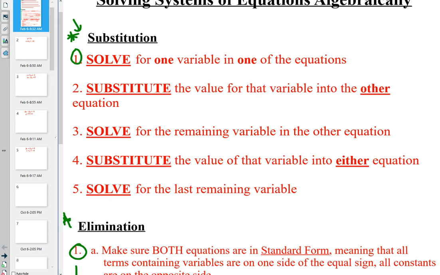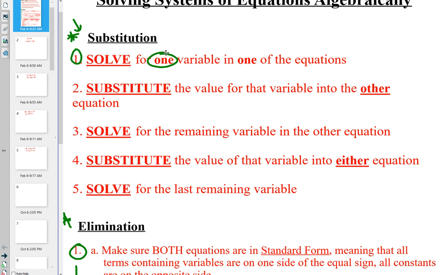Solve for one variable in one of the equations. How many equations did I say we were going to have? Two. And if you remember anything from 2 days ago when we did graphing, how many variables did each equation have? Also two, x and y. So if you have two equations and two variables, how many variables do you have in total? You have four. If you happen to have just one of those variables already by itself, already isolated, I'm probably going to go the substitution route.